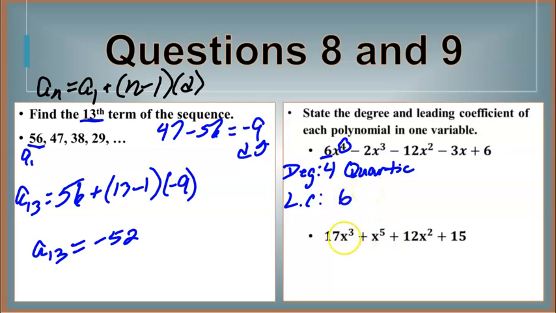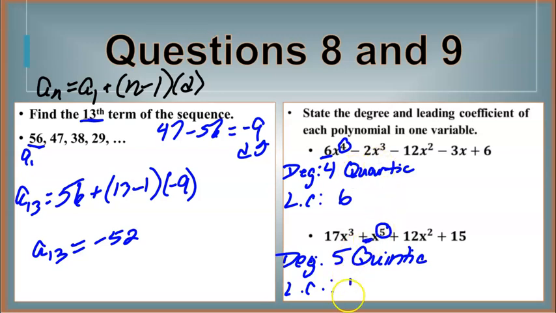This next one, I look at my exponents. The biggest one is 5. So you would say the degree is 5, or you could say quintic. And the leading coefficient in front here is a 1.